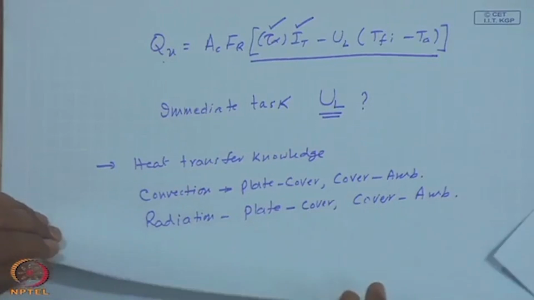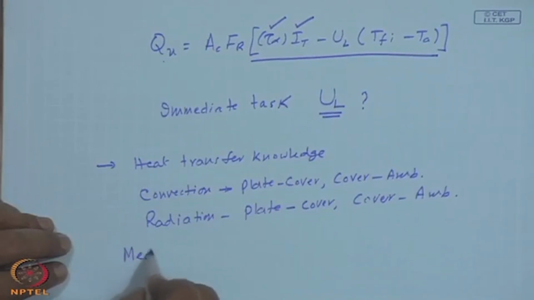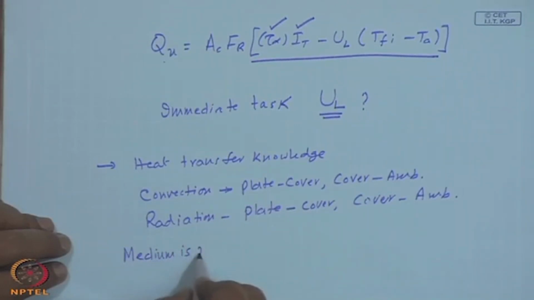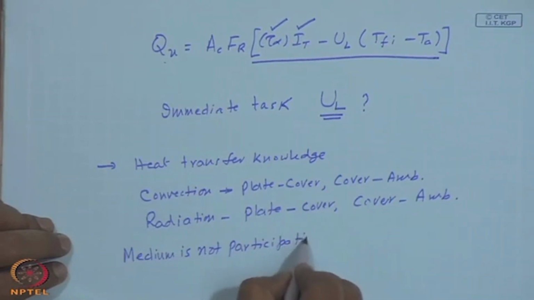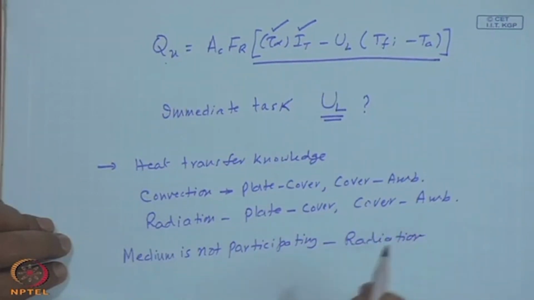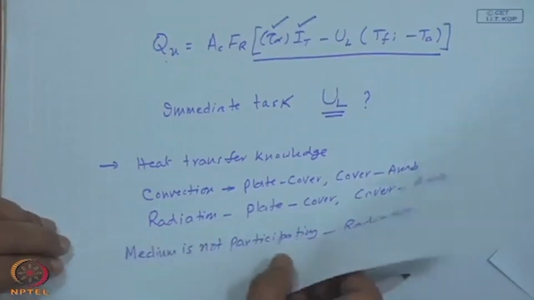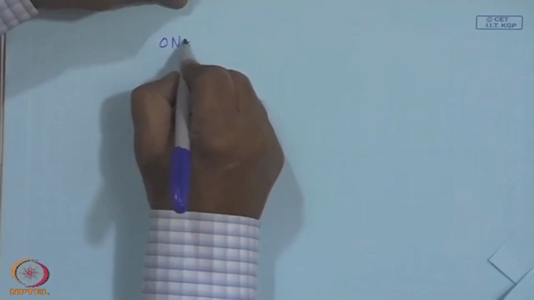So, we have knowledge of convection to have our heat transfer coefficients, and radiation will depend upon the temperatures, and if you assume that the medium is not participating for radiation transfer, we can deal with the Stefan-Boltzmann law applied between two surfaces at temperatures T 1 and T 2 or whatever the temperatures are. So, now this is a one node analysis.